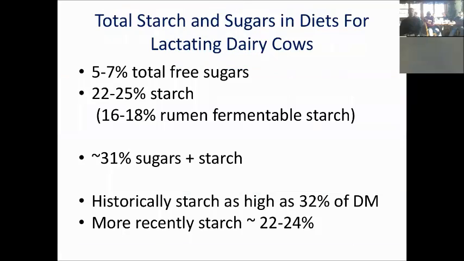For total starch and sugars in the diet, if you look at the Cornell model and some of the other work that Glenn Broderick has done in the past, we see people coming down to some kind of agreement that total free sugars are going to be someplace in that 5 to 7% free sugar range, 22 to 25% starch coming in, with a total of 31% sugars and starch, but maybe having somewhere between 16 and 18% rumen fermentable starch coming into the diet.